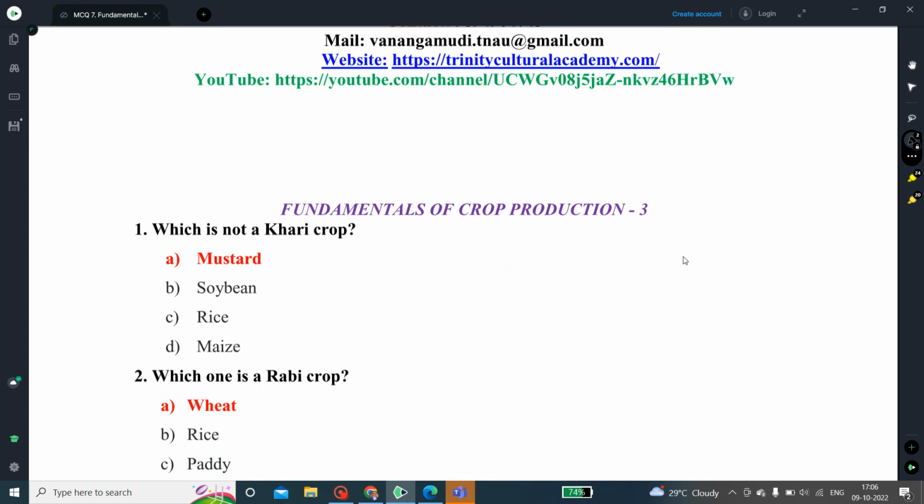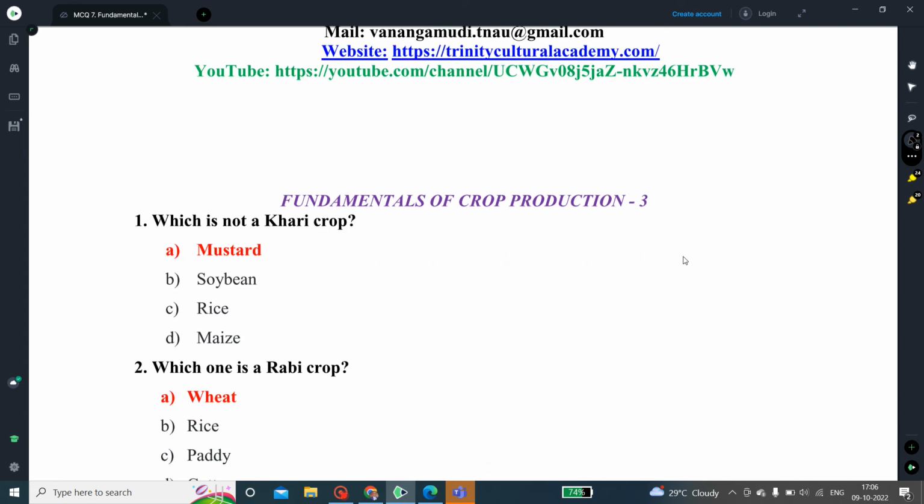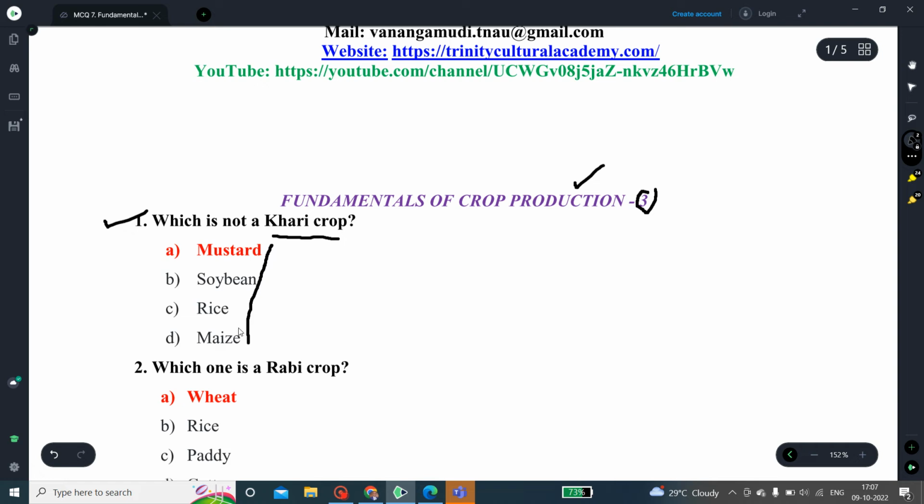Coming to the topics for discussion, the fundamentals of crop production, part 3, and question number 1: which is not a kharif crop? In India, there are two major seasons. One is kharif, and the second one is the rabi season. And we have one more season, the Zaid season, that exists in northern parts of India. Among all the four crops, mustard is not a kharif crop.